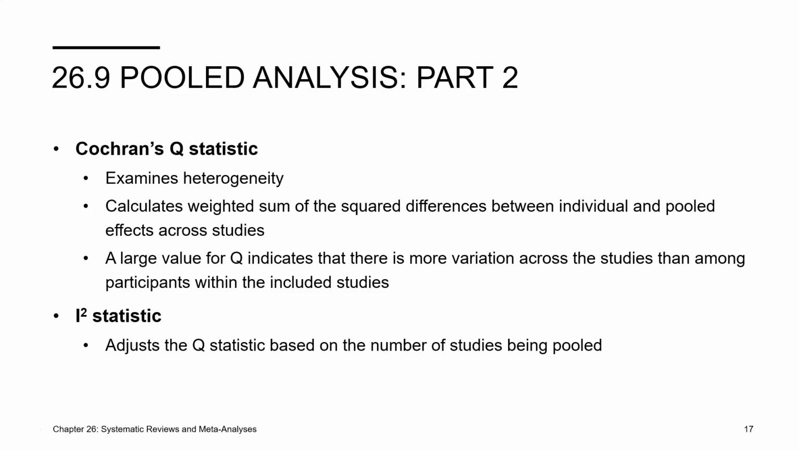A large value for Q indicates that there is more variation across the studies than among participants included within the studies. An I-squared statistic adjusts the Q statistic based on the number of studies being pooled.